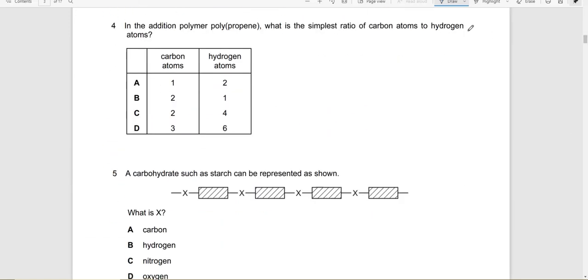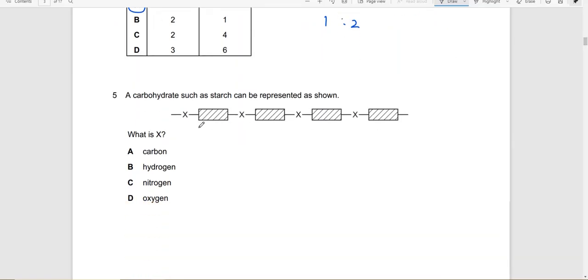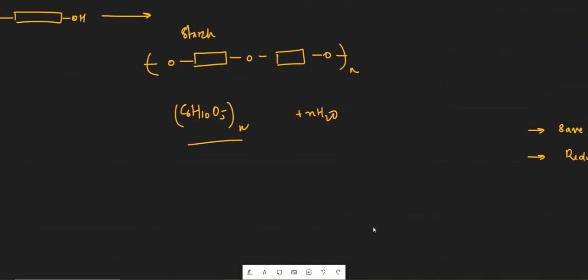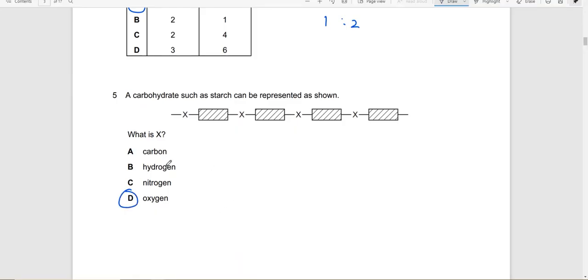Moving on. In the addition polymer polypropene, what is the simplest ratio of carbon atoms to hydrogen atoms? Let's write the structure of propene, C3H6. So the simplest ratio would be 1:2. A carbohydrate such as starch can be represented as shown. We just did this structure here. So what was missing? Instead of X, there is basically oxygen. X is oxygen.